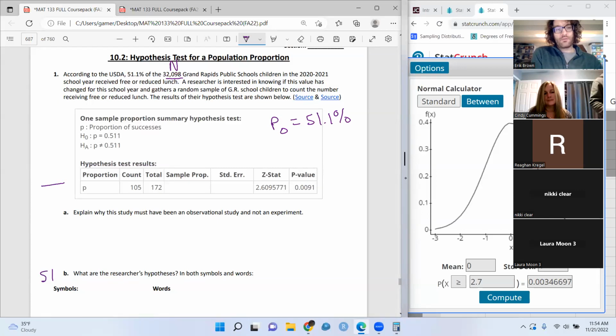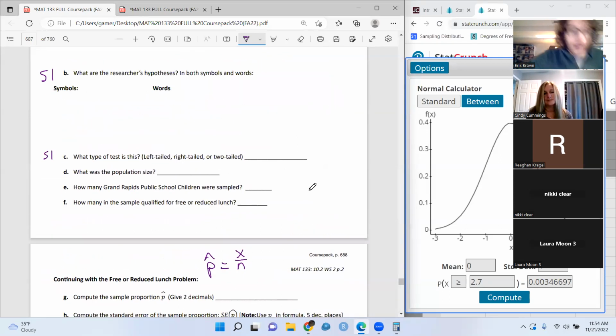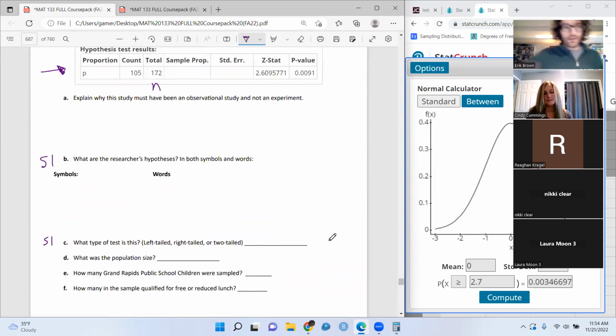It's in this readout or the printout. The total? Yeah. Good. So that would be the answer for E. Well, what's the X though? Oh, yes, that would be the answer for E. No, hang on. E is how many? Oh, yes, that's 172. Good. Thank you. Go ahead. So 172 over the 32,098.